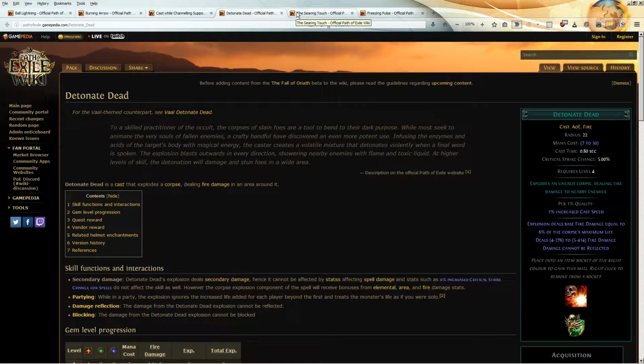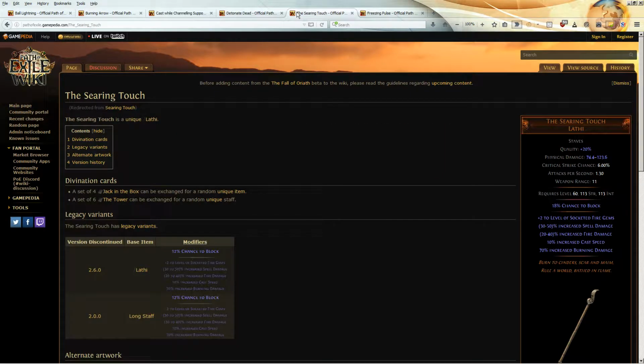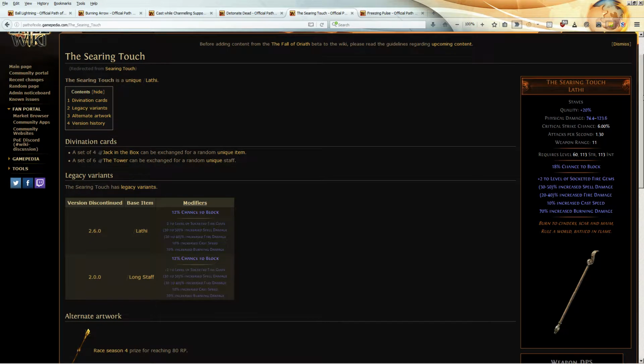So, okay, if we got that out of the way, what the hell are tags for, if they're not to tell you what you can support a skill with, and they're not there to support mechanics? The reason they exist is classification. What does that mean? For example, you look at the Searing Touch. It says +2 to level of socketed fire gems. Now, how can you know when a gem is a fire gem? Is it when it does fire damage?